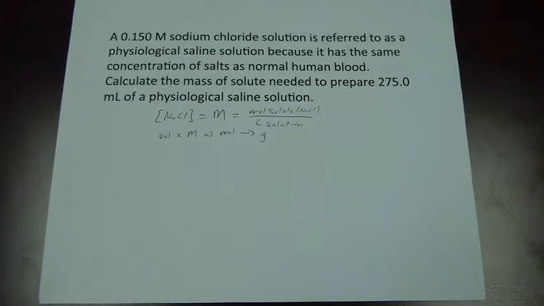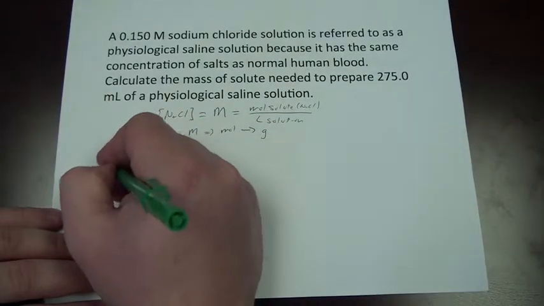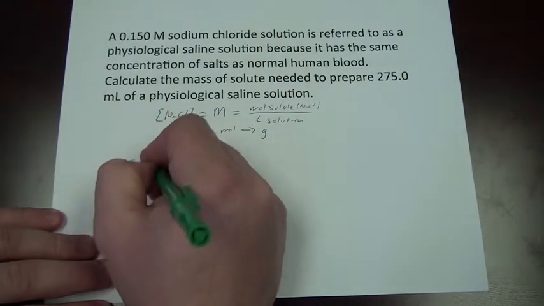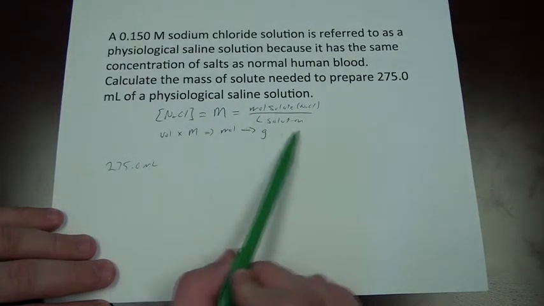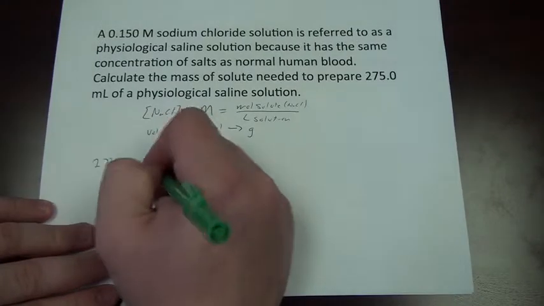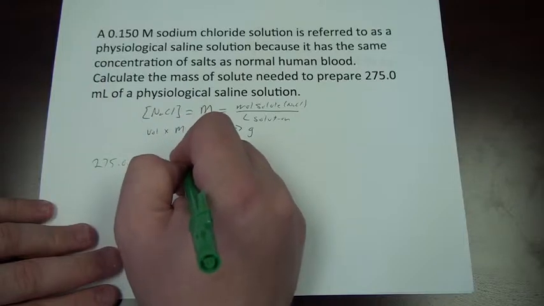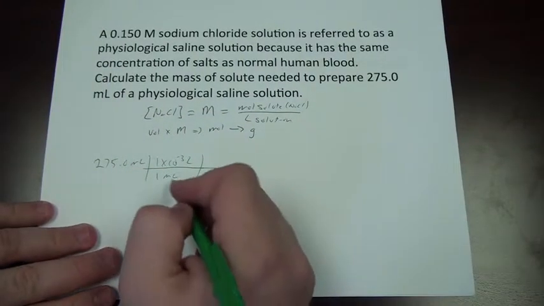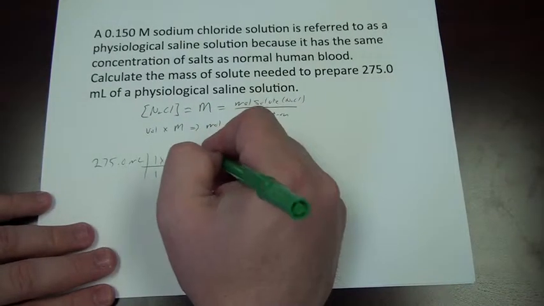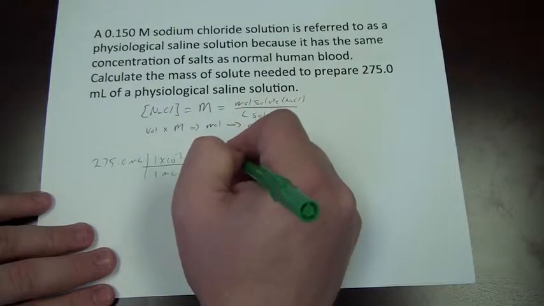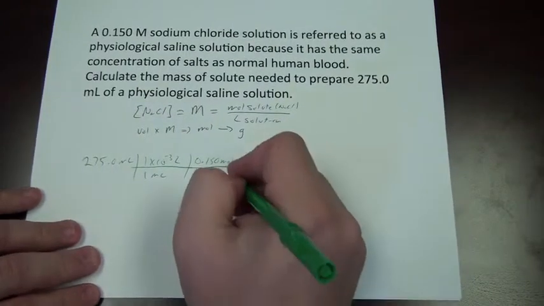So we have this volume, 275.0 milliliters. The definition of this molarity is moles per liter, so we need our volume to be in liters. So we're going to convert from milliliters to liters. So 1 milliliter is 1 times 10 to the negative 3 liters. Same conversion we've been dealing with all semester. And then this concentration, we get 0.150 moles of sodium chloride for every 1 liter of this solution.